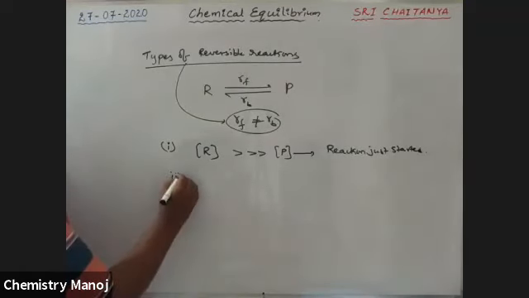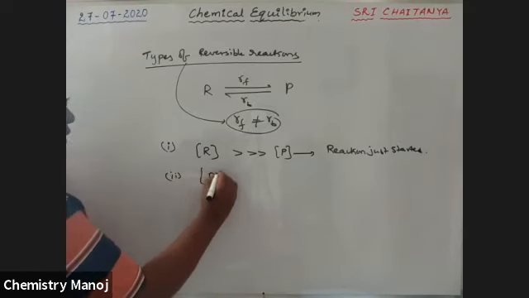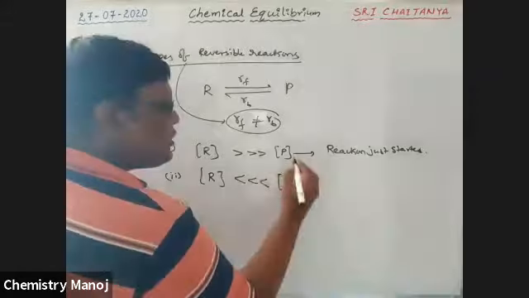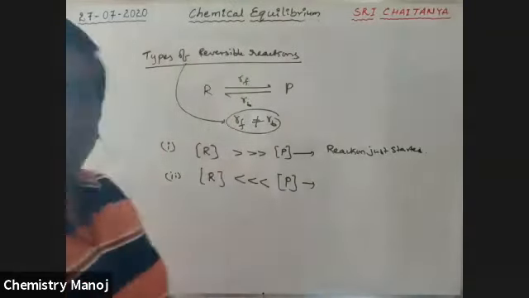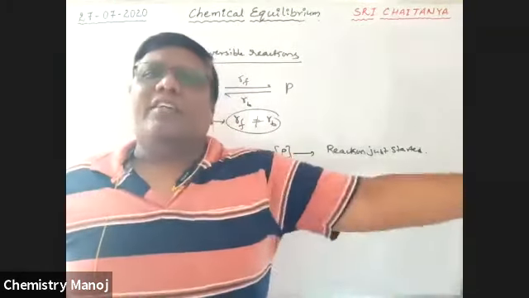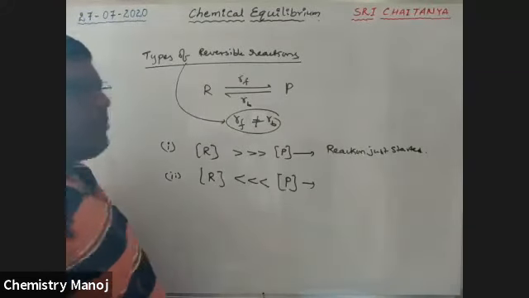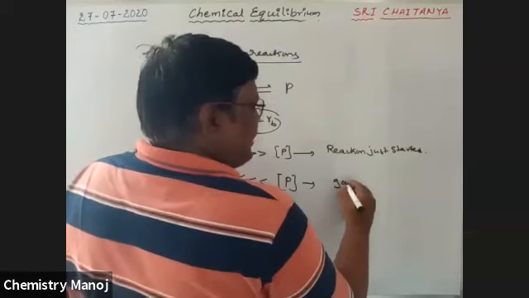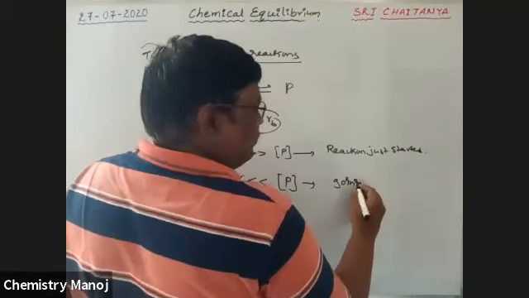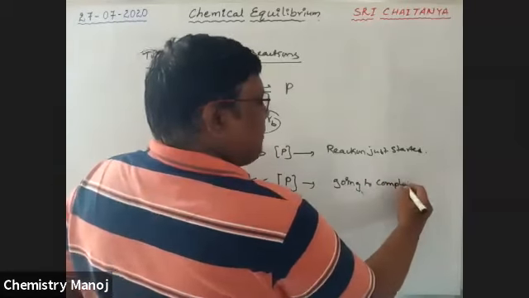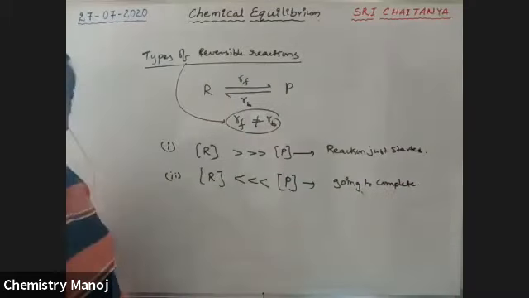Second case: the concentration of reactants is much less than that of products. What does this mean? Products are much higher than reactants. Almost all reactants are converted into products. Yes, the reaction is going to complete.